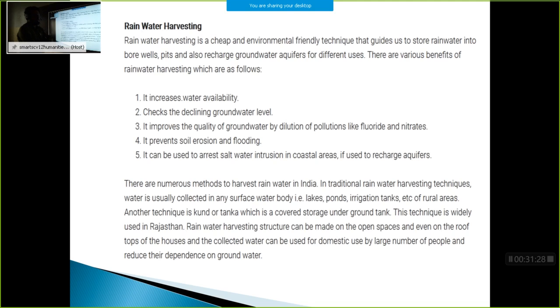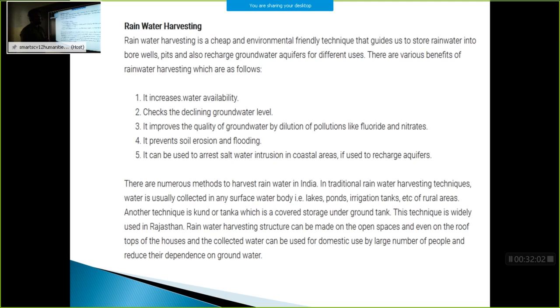It increases water availability, obviously. It checks the declining of groundwater level. Even if the groundwater is depleting, by the rainwater harvesting technique, the water is being recharged. It improves the quality of groundwater by dilution of pollutants like fluoride and nitrates. This dilution is very important, because when the quality of water declines and we are recharging our tank or whatever with these techniques, definitely the quality of water will increase. It improves the quality of groundwater.